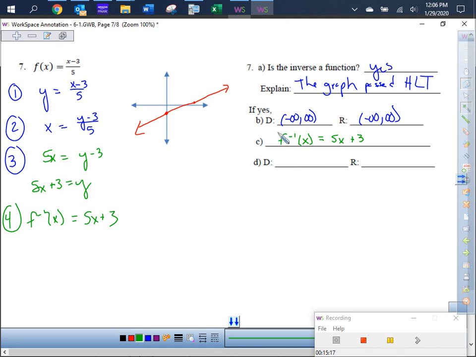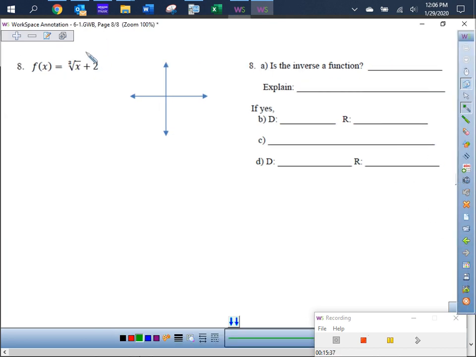Domain and range, we pull the switcheroony on the OG's domain and range. Don't make it any more complicated than you have. What you got from part B, just pull the switch. And it's weird because they were both all reals. Like I said, later this chapter, it won't be that way. There'll be different things because we'll do more complicated functions.